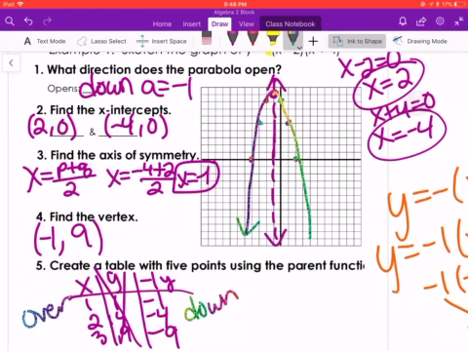And then I like that pen color. We can make our rainbow parabola.